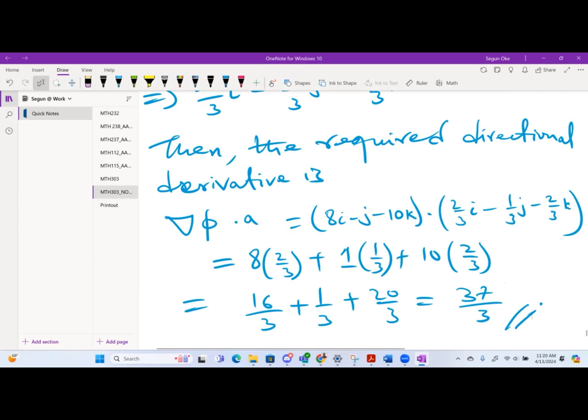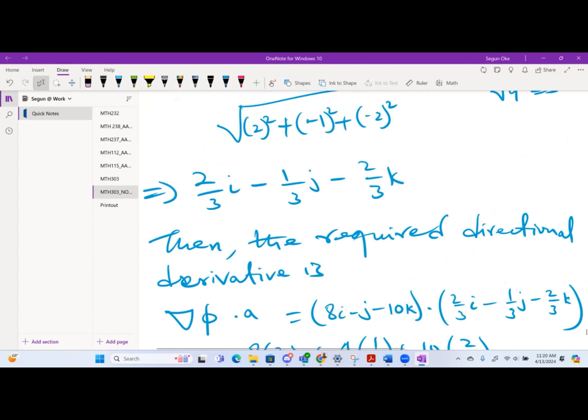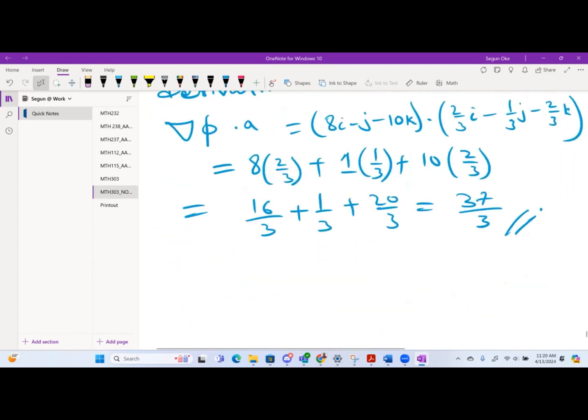Sir, can we leave it like that, or should we break it further? 37 divided by 3? If you want to break it further, you can use your calculator to say 37 divided by 3. Or you leave it that way. Remember, 3 cannot go into 37 free of charge. So it's better you punch your calculator or leave it this way. Both options will be there in the marking guide.